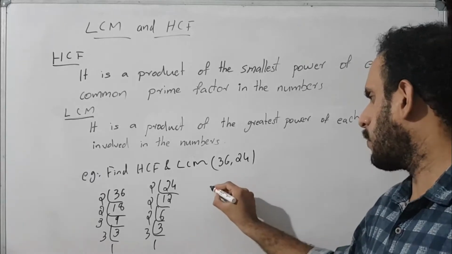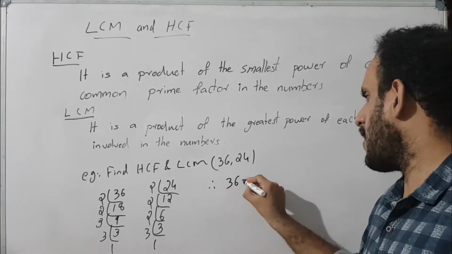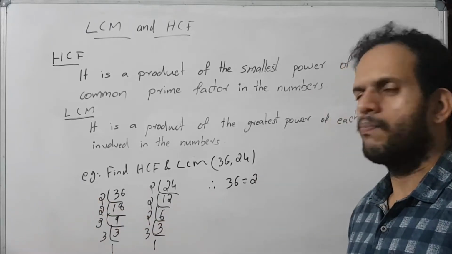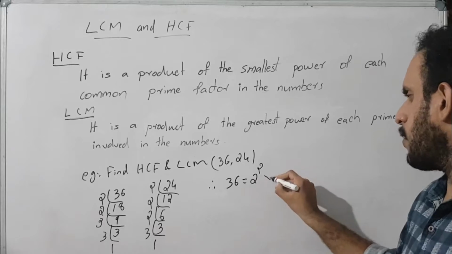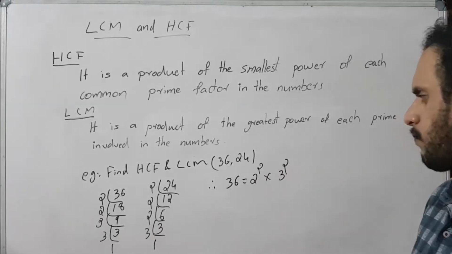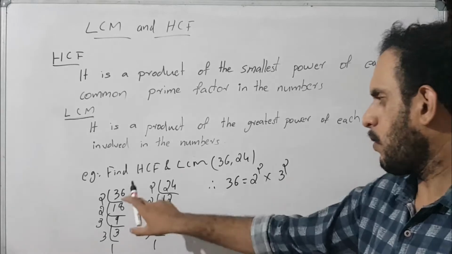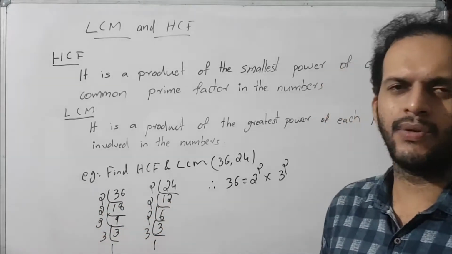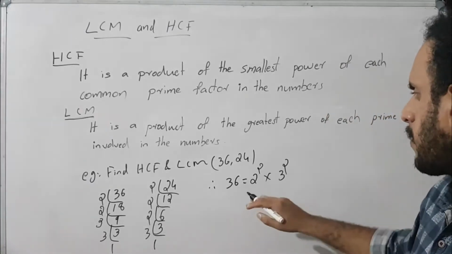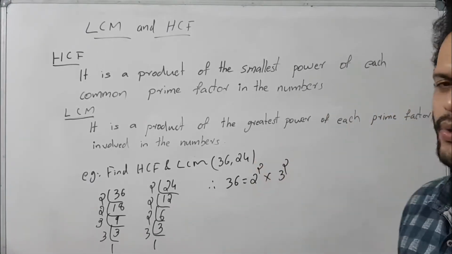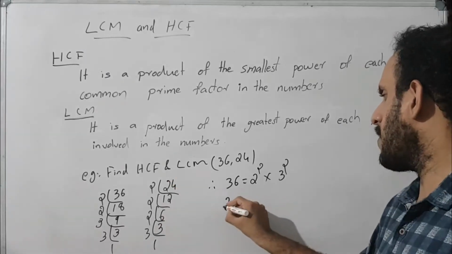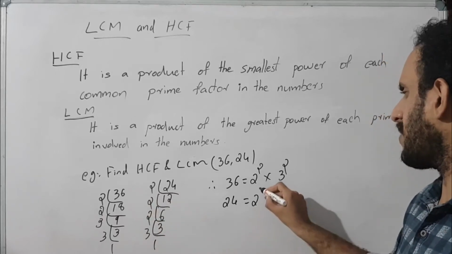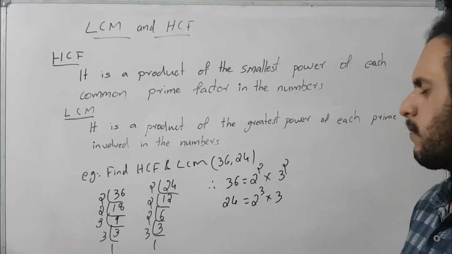Then we write the next step. Therefore, 36 is equal to 2 into 2, which means 2 raised to 2, into 3 raised to 2. 2 occurs 2 times and 3 also occurs 2 times, so we write 2 raised to 2 into 3 raised to 2. And 24 is equal to, how many times 2? 3 times. So 2 raised to 3 into 3.